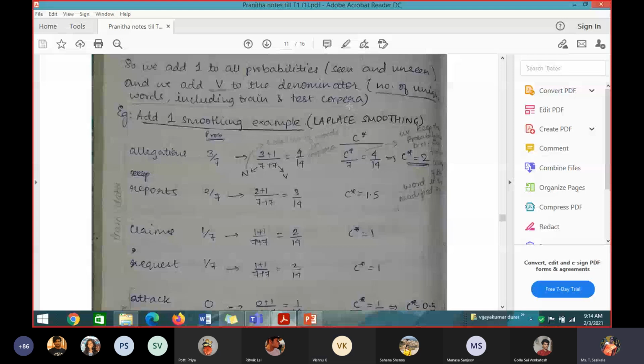Please, if you want, make a note. In such a way, I have written at the top: we are adding 1 to all the probabilities, seen and unseen, in add 1 estimation, and we add V to the denominator. What is V here? The number of unique words including training and test corpus, where N is the total number of sentences present in the training data. Please make a note properly. Can you do the same problem with add K? What is the K value I told, 2 or 3?